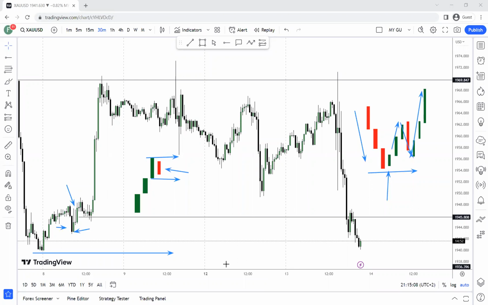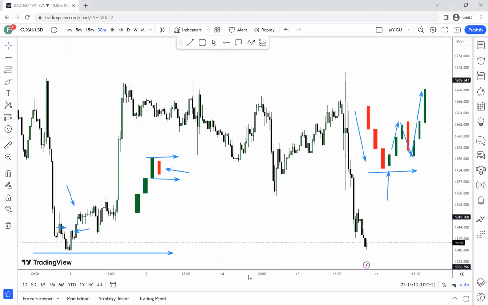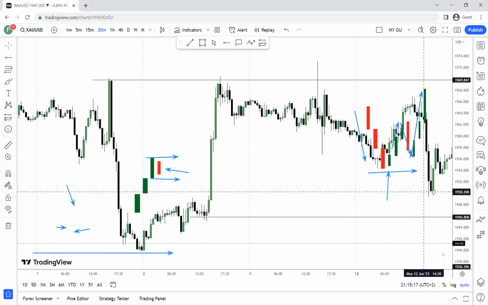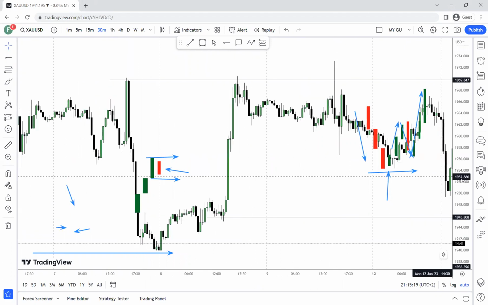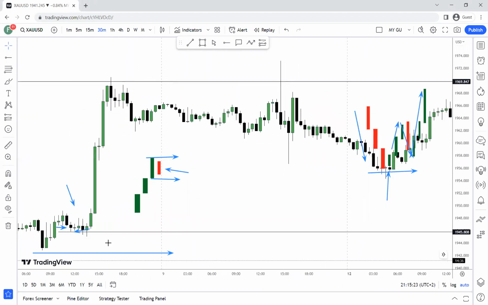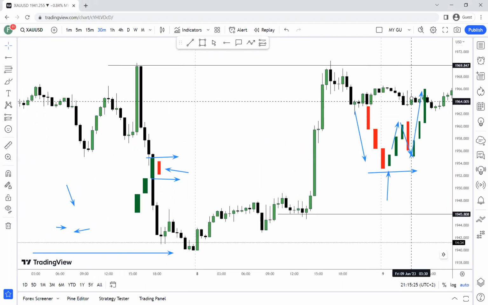All right, so let's zoom that out so that you can see clearly, a little bit more. All right, so here we are.